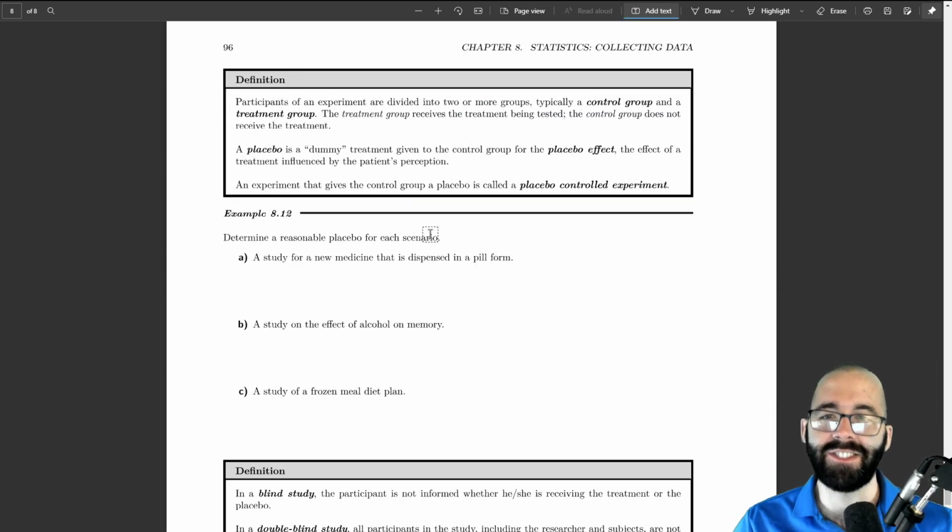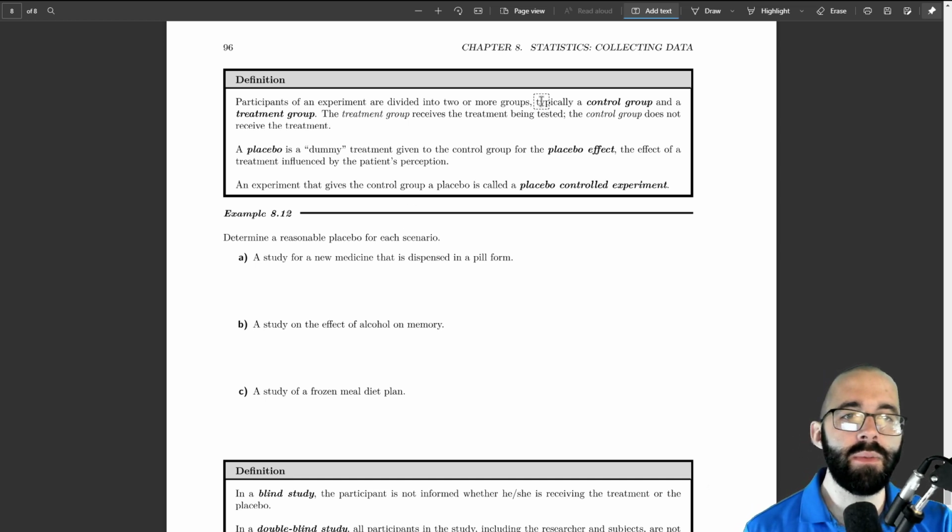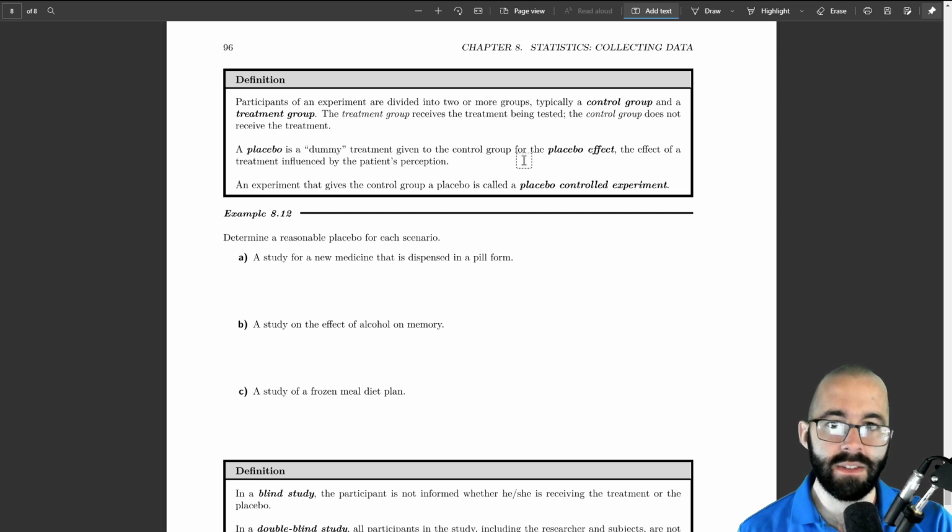Let's do it. Participants of an experiment are divided into 2 or more groups, typically a control group and a treatment group. The treatment group receives the treatment being tested. The control group does not receive the treatment.